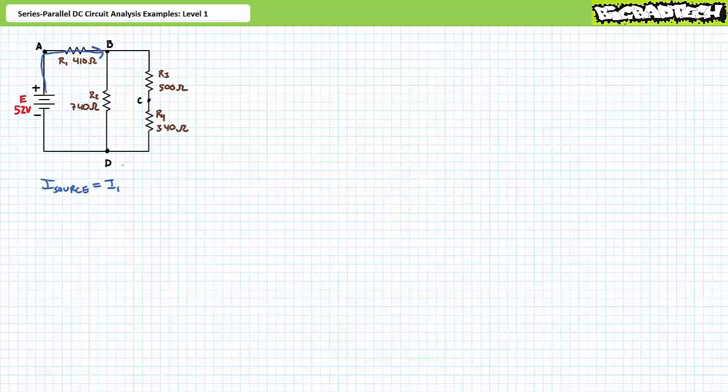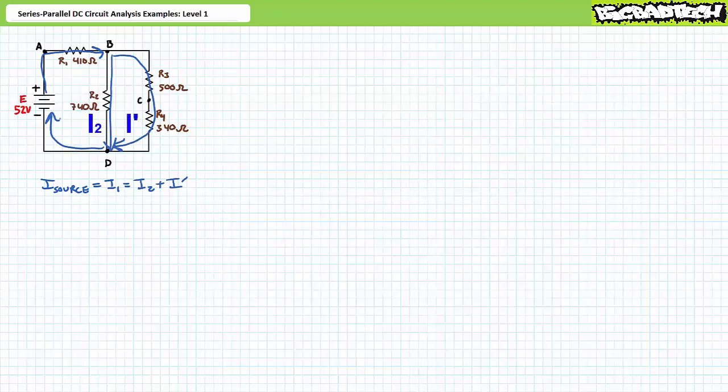Source current comes out and must go through resistor R1. Source current, therefore, equals I1. Source current then splits into 2 paths. The one on the left we'll call I2. The one on the right we'll call I single prime. Source current therefore equals I1, which equals I2 plus I single prime.